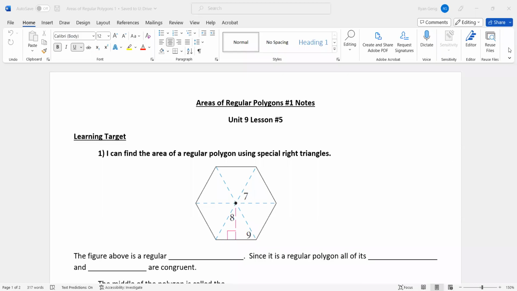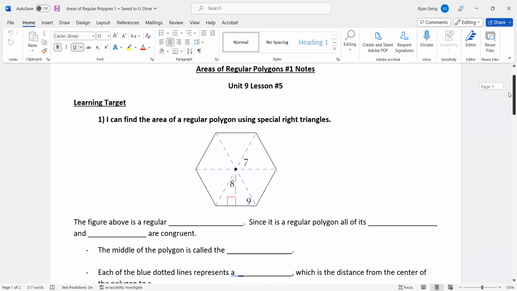Hello, geometry. Here we go with lesson number 5. It's our second to last lesson. Areas of regular polygons, number 1. Guess what the last lesson might be.